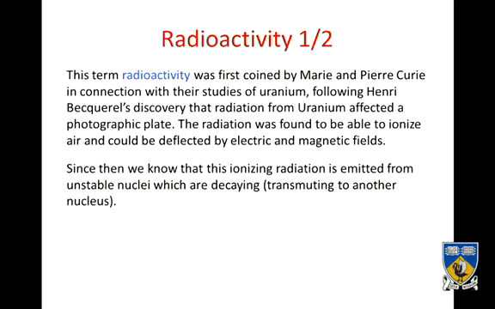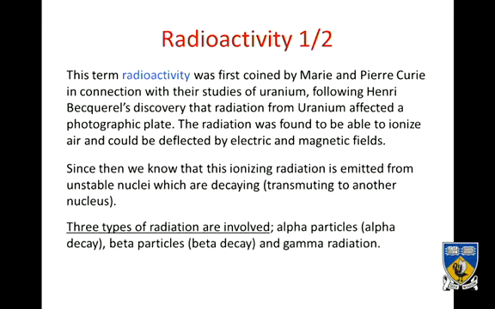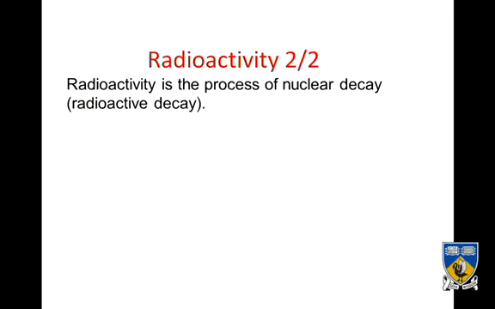And we now know that this ionizing radiation is emitted from unstable nuclei, which are decaying. So there's decay, what we call radioactive decay, and that is transmuting to another nucleus. And three types of decay, or three types of radiation, are involved. One is decay with alpha particle emission, so-called alpha decay. One is called beta decay, with the emission of beta particles, which we'll see are electron-like. And one is just radiation, gamma radiation, which we know now is the smallest wavelength electromagnetic radiation. So it's the process of nuclear decay, so-called radioactive decay.